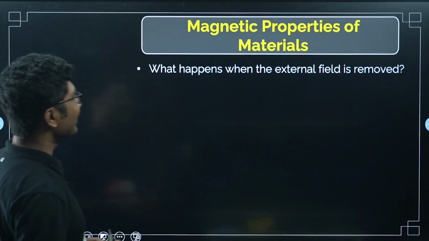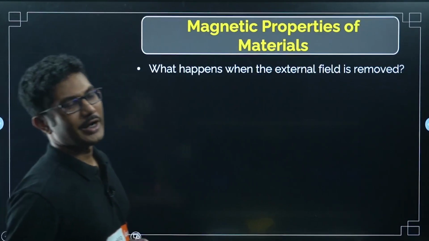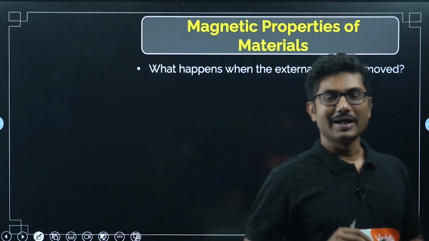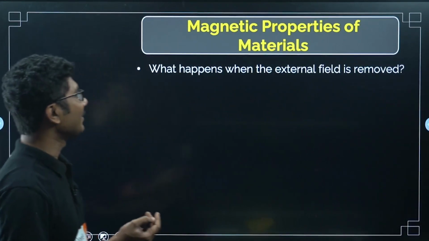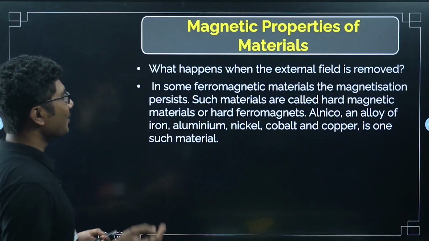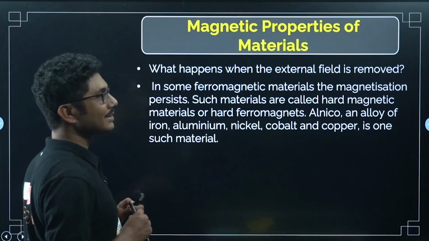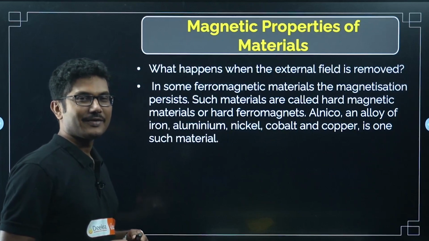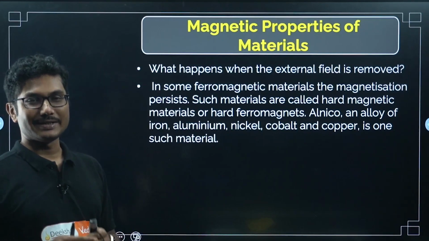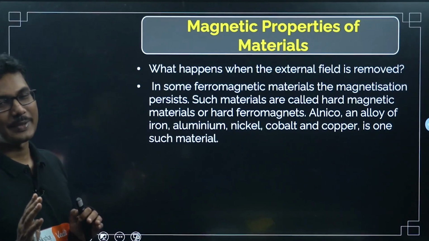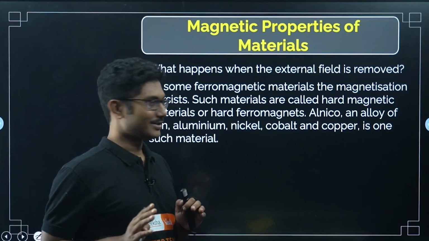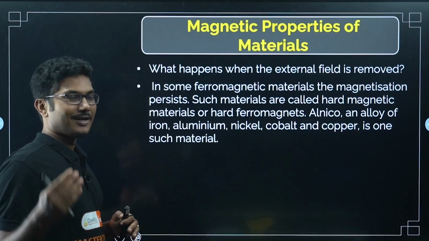What happens when the external field is removed? You have applied the external field, they are all aligned. Now what will happen? If you are a ferromagnetic material, some ferromagnetic material, the magnetism persists. Even after the teacher has left, the students are still sitting in their benches. They are still waiting for the next lecturer to come, and they are patiently waiting. So they are good students, the best class in the college.